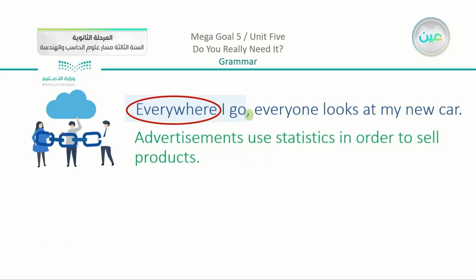Another example: "Advertisements use statistics in order to sell products." Now you can see clearly that there is no comma, but we do have the adverb clause in the middle. Starting with here, we have "in order to sell products." This is the adverb clause, and we have the conjunction in order to.